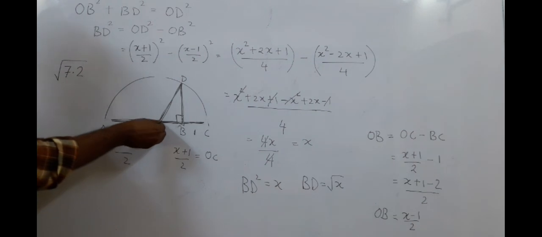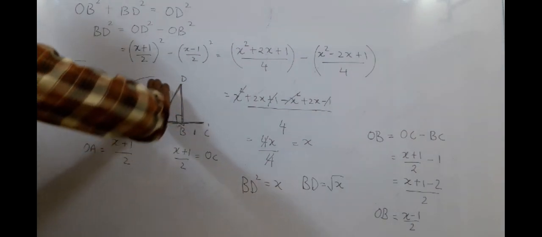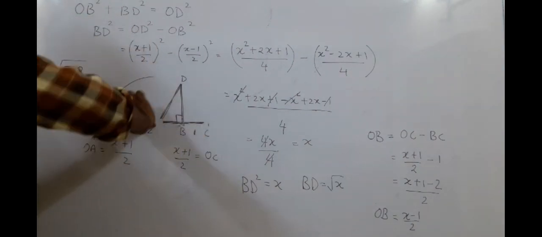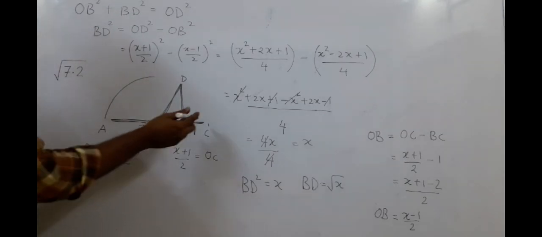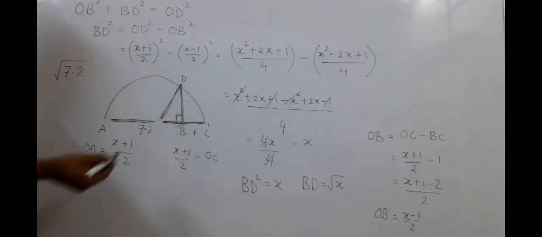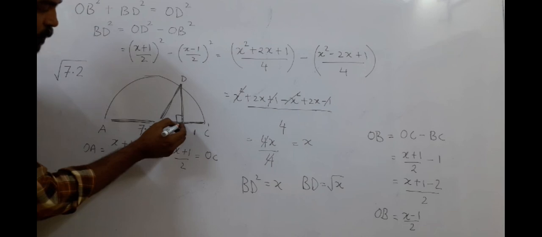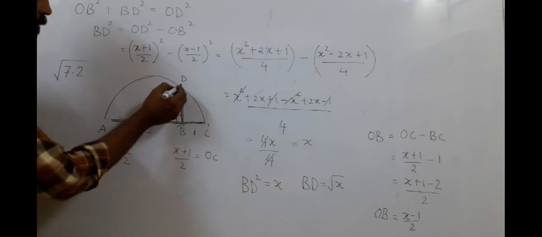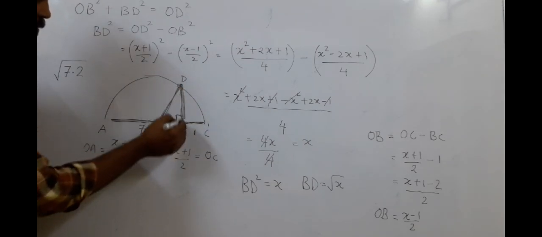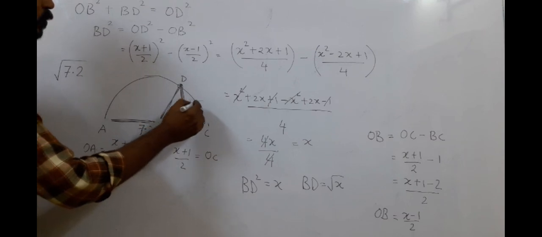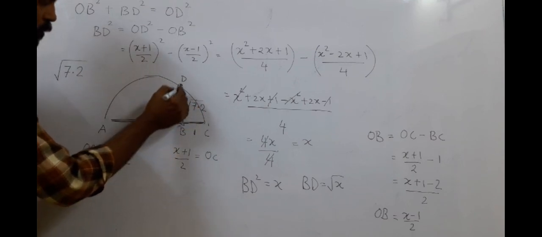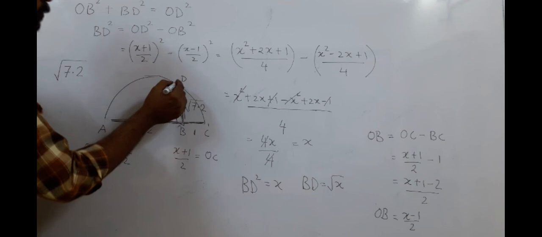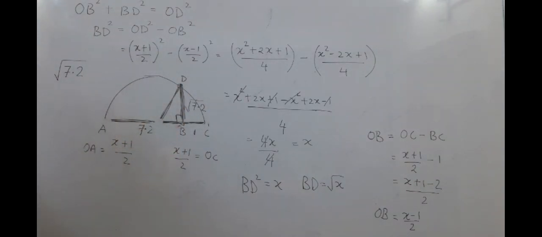Why do you need the midpoint? To draw the semicircle. Once you get the midpoint and the radius, you will draw your semicircle, right? Exact semicircle you will draw. And after you draw your semicircle, from point B you will draw a straight line, and where it touches, this distance is your root 7.2, because BD is root x. So BD is root 7.2.